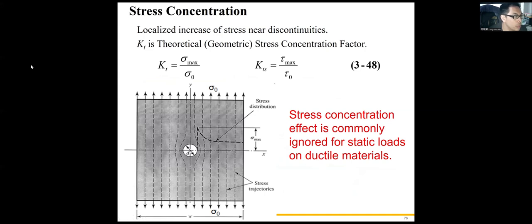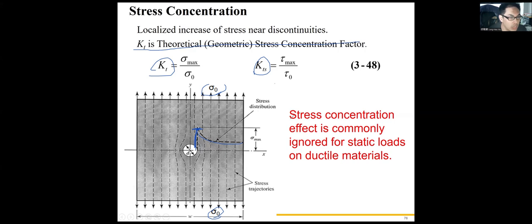Okay, stress concentration. Suppose we have a plate with a hole with diameter d, and we apply a distributed stress. There must be a stress concentration along this hole, right? There are the highest stresses along this hole. So we can define a stress concentration factor, K, one for shear and the other for normal stress.